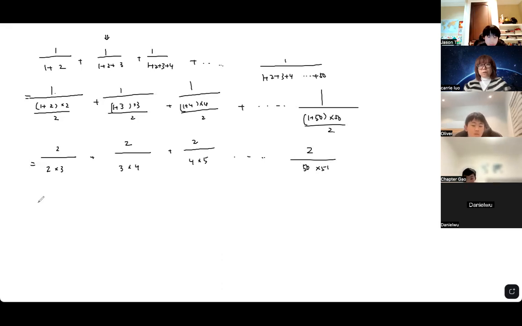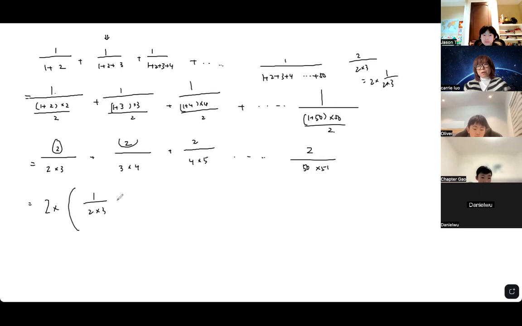Okay, so chapter, if you understand this one, if this is all 2, can we take out this 2? So 2 over 2 times 3, does it equal 2 times 1 over 2 times 3? Correct, chapter? Okay, so each of them is times 2. I can take the times 2 out. So it's 1 over 2 times 3 plus 1 over 3 times 4 plus 1 over 4 times 5 and all the way to 1 over 50 times 51. Right, Jason?